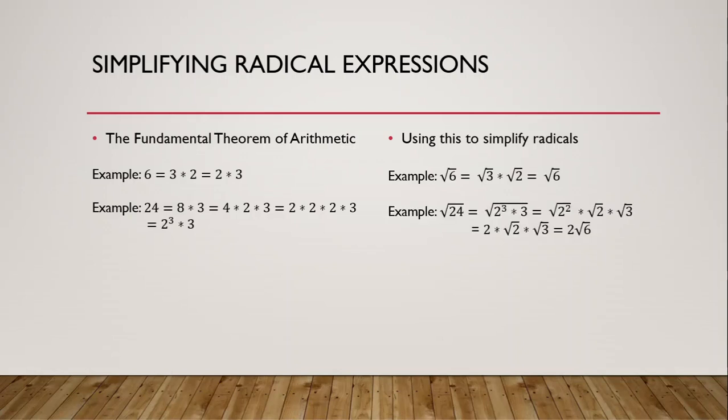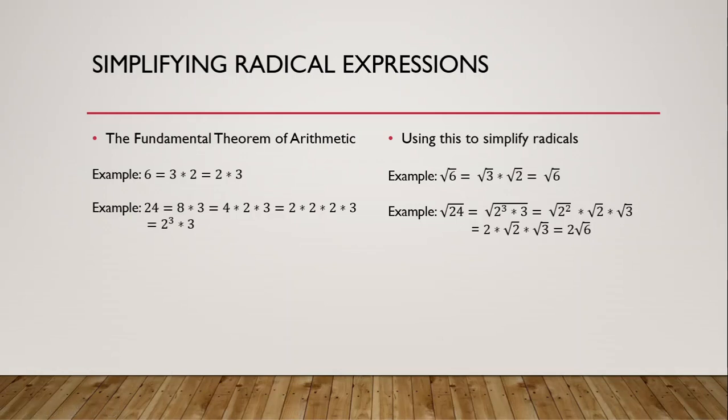Root 24 is a little bit different. We know that root 24 is the same thing as the square root of 2 cubed times 3. We want to take out squares. Since I have 3 2's, I'm going to take out 2 of them. So I've got the square root of 2 squared times root 2 times root 3. Well, the square root of 2 squared is the same as 2. And then the root 2 and the root 3, we can't simplify anymore. So our final answer is going to be 2 root 6. So that's how we would simplify that one.